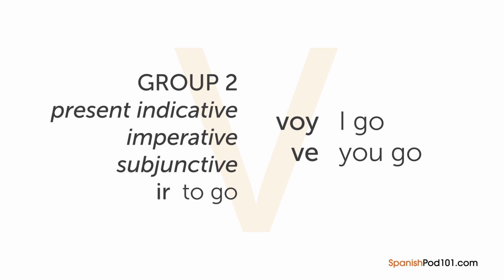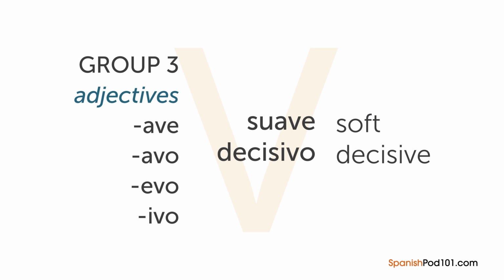Second, all the forms in present indicative, imperative, and subjunctive of the verb ir, to go. For example, voy, I go, or ve, you go, in the imperative. Third, all the adjectives that end in ave, abo, evo, and ivo. For example, suave, soft, and decisivo, decisive.